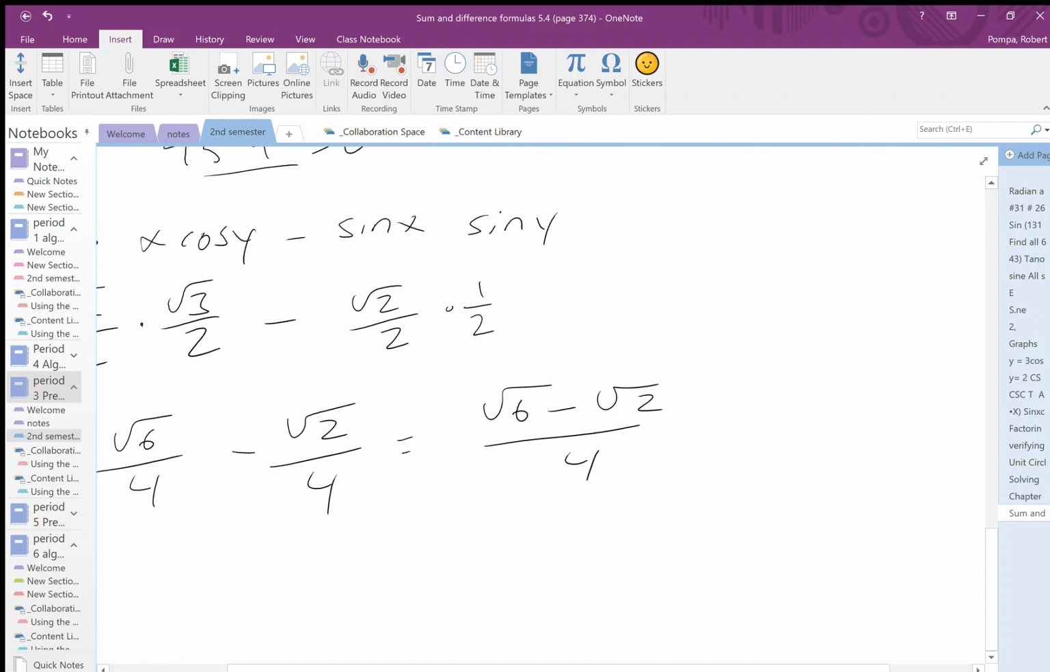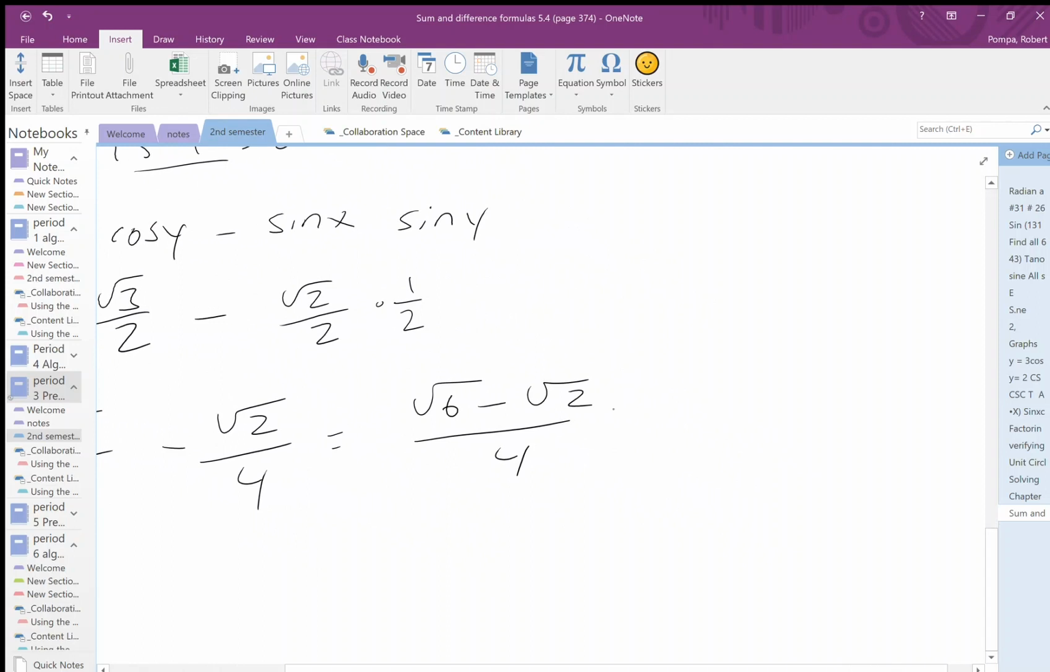You should notice by now a lot of these are going to look very similar. If I take out the square root of 2, you're left with square root of 3 minus 1 over 4.